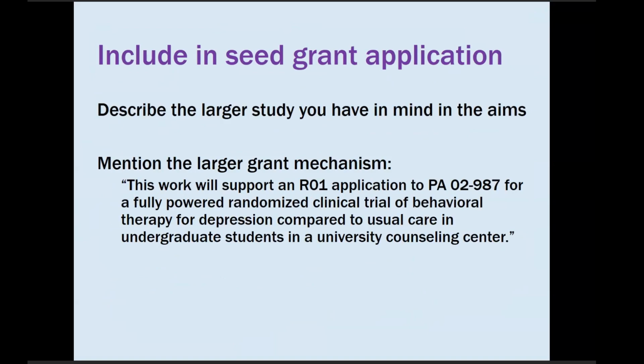So, things to include in your seed grant application. I would describe the larger study you have in mind in the aims. On that aims page, you don't have to spend the whole page on that. In fact, it could just be a sentence where you say something along the lines of what I have here. This work will support an R01 application, even mentioning the program announcement, for a fully powered randomized trial of behavioral therapy for depression compared to usual care in undergraduate students in a university counseling center.